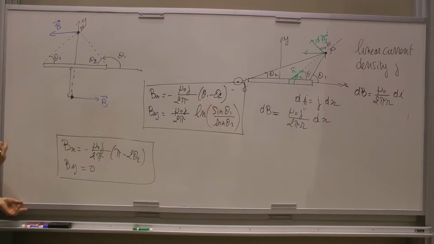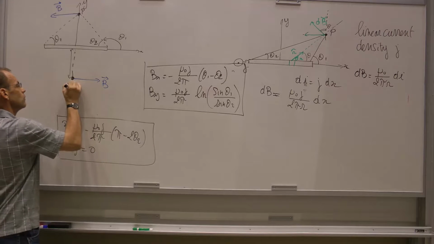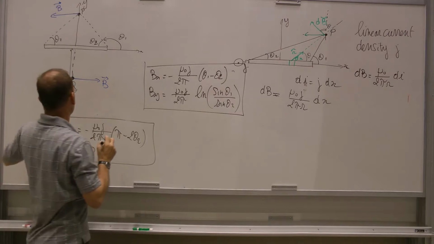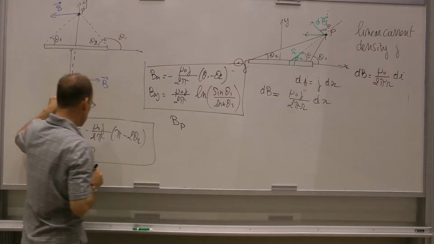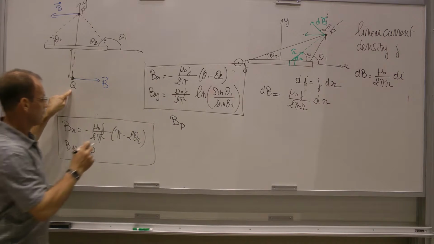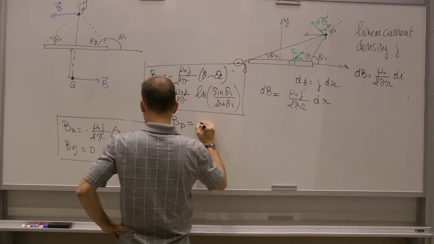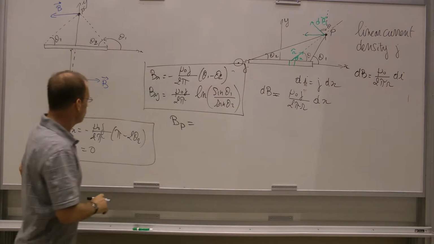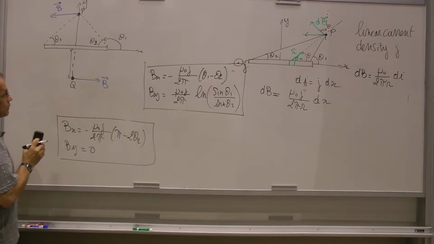So, what can we say further about this? Well, what is the magnetic field? Let's call this point Q. So B at point P is fundamentally equal to... Well, no, we don't even need to do this. Let's look at what happens. There's a better way to do this.